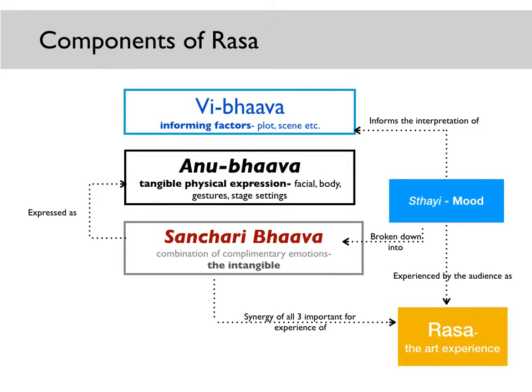Establishing the mood is not a linear process. These components cyclically affect each other, and a synergy of all components is requisite for the audience to have an immersive experience during the play. That moment when the borders between the subject and object disappear, the audience feels like they are a part of the scene. That is the moment of Rasa Anubhava, or the experience of Rasa.